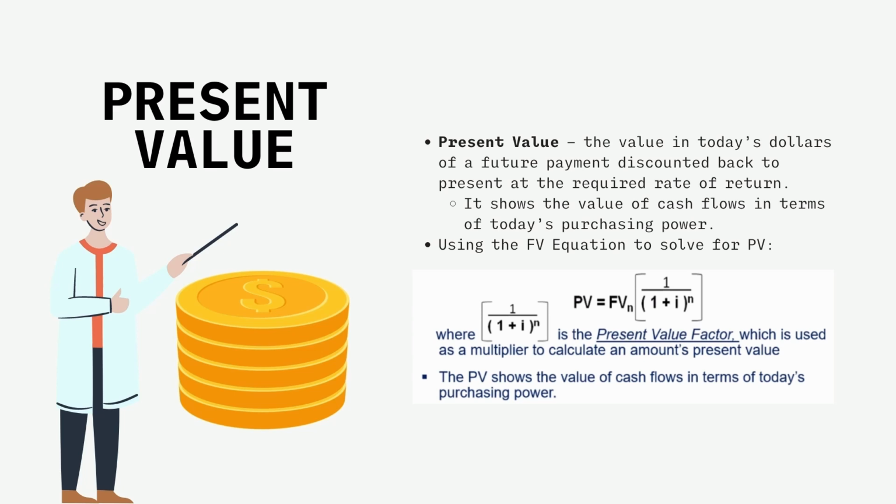In this particular equation, we will arrive at the present value coming from the future value equation, just through transposition. So we now have here the PV, which is the present value, equivalent to the FV, or future value, times 1 over (1 plus i) raised to the n. That in bracket is the present value factor, which is used as a multiplier to calculate the amount's present value. The present value also shows the value of the cash flows in terms of today's purchasing power.